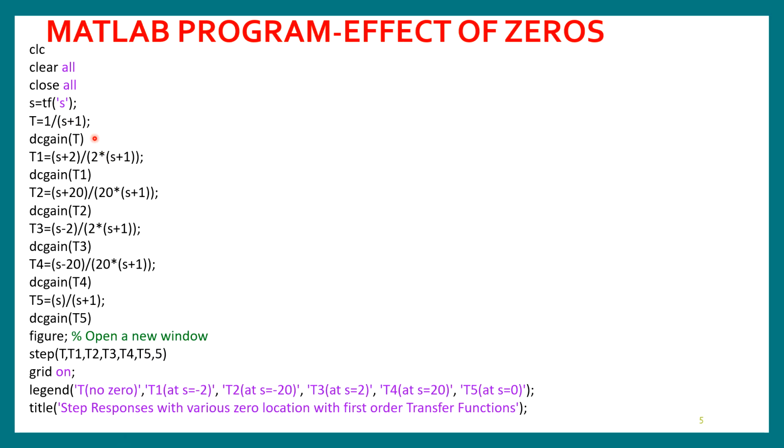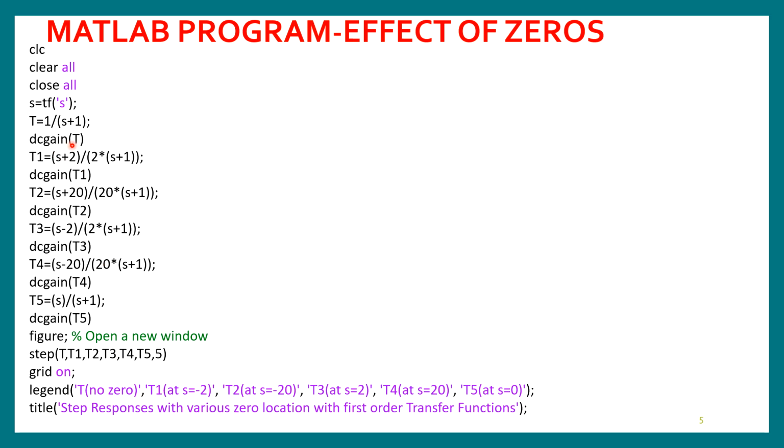Let us look at the MATLAB program execution with added zeros. Here a simple MATLAB program is given. clc, clear all, close all. These are the initial commands to clear the workspace values and command window, close the previously operated figure window and open a new figure window. To write the function in the S domain, I have used s = tf('s'). The transfer functions of all the cases, without zeros and with zeros on the RHS and LHS, are given.